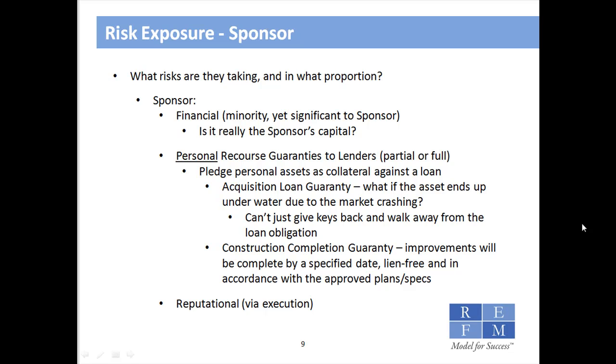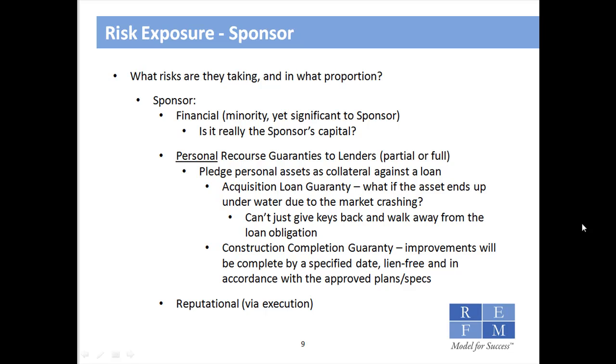The sponsor is taking significant financial risk, although it is a minority share in the transaction. One item to note is that it can make a big difference whether the sponsor is putting its own capital at risk or putting someone else's capital at risk under the guise of it being their own. If you have ever made an investment with your own money, you know the level of conviction it takes to put your own hard-earned dollars at risk. A second type of risk the sponsor potentially takes is that of personal recourse guarantees, either partial or full, to the lender or lenders in a transaction.